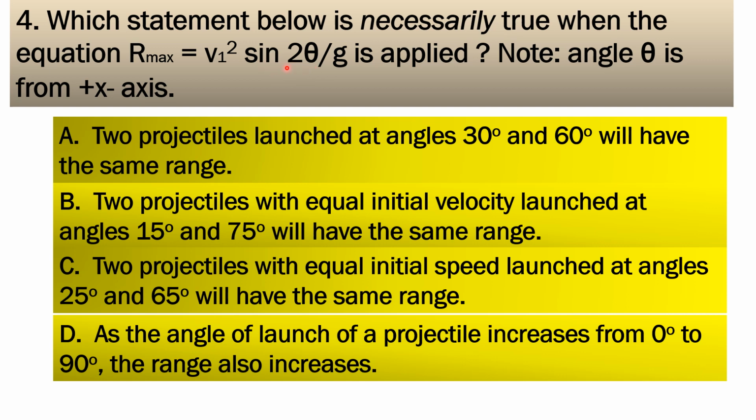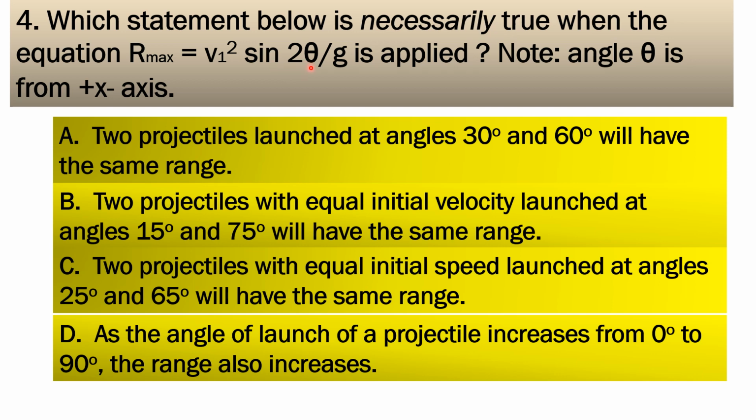Earlier, while discussing the concepts, I already mentioned to you that the meaning of sine 2 theta is that before you get the sine value of the angle theta, you first have to multiply the angle by 2, right? That is what we mean by sine 2 theta. Then divide it by g. So assuming that the value of vi is constant, and the only thing that differs between two projectiles is the angle of launch.